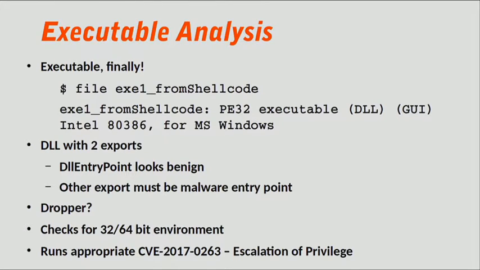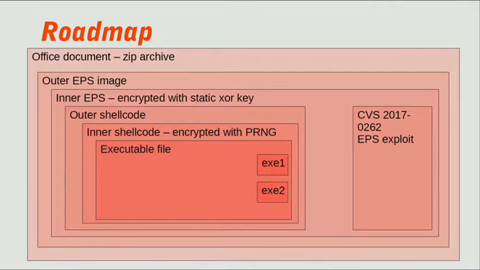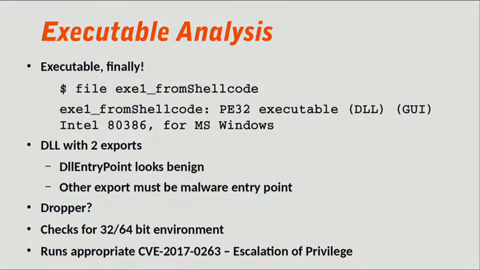It checks for a 32 or 64-bit environment, so whether it's a 64-bit or 32-bit operating system, and then it runs the appropriate escalation of privilege exploit. So those 2 executables here, in fact, are escalation of privilege attacks for 32 and 64-bit operating systems. Okay.